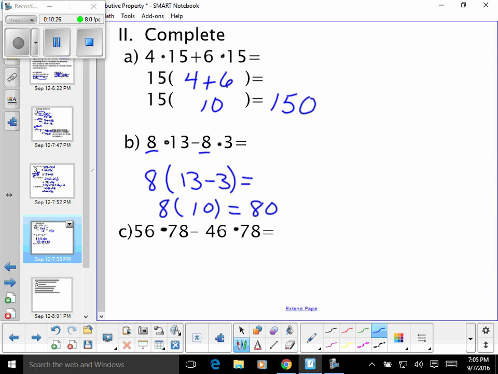Try C. Hit pause, and then we'll go over it. What's used on both sides of the subtraction sign is the 78. So 78 times the quantity 56 minus 46. That means 78 times 10, which is going to equal 780.